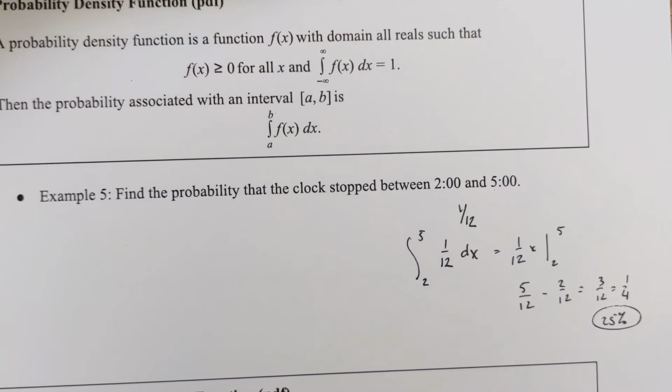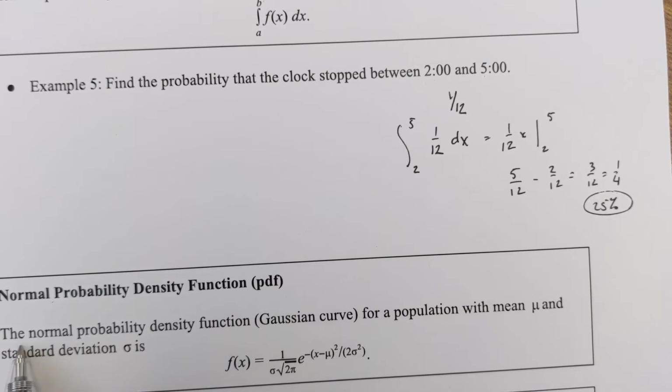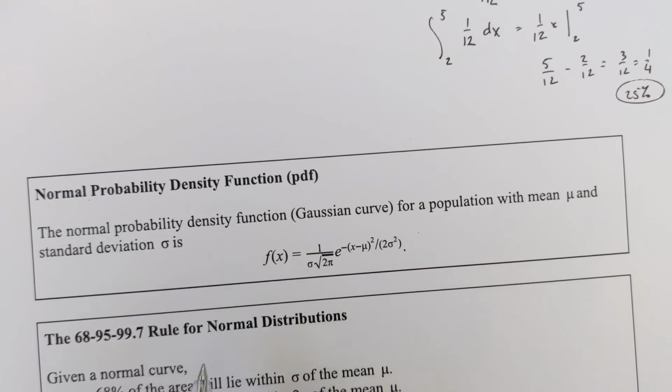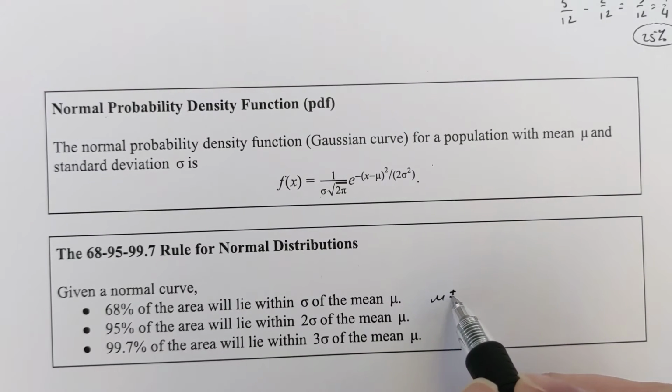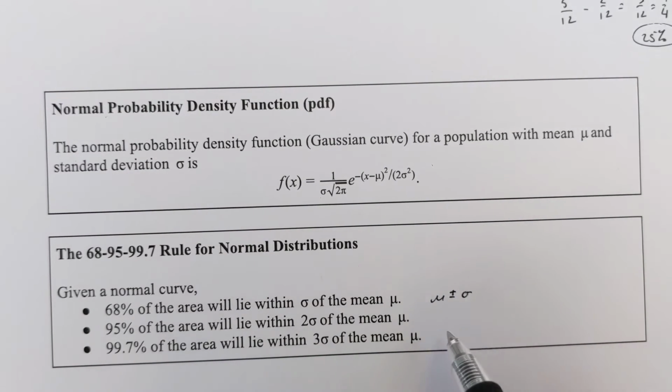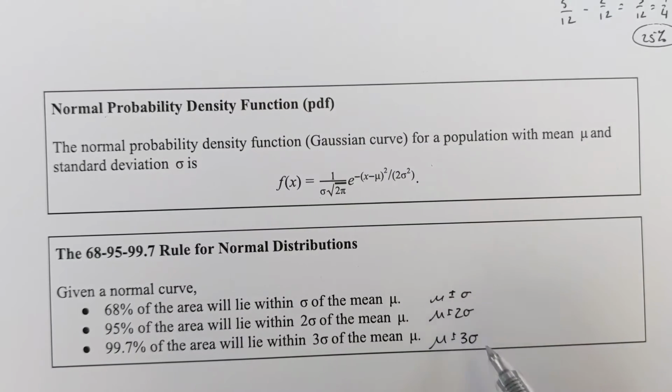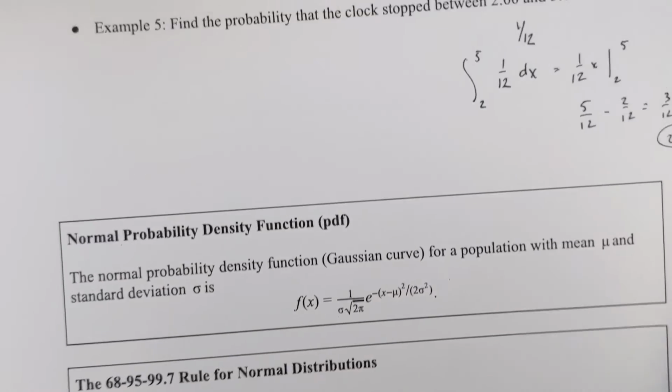All right, so the normal probability density function, the Gaussian curve, gives you this outrageous equation. Standard deviation is sigma. X is a specific value. Mu is the mean of the function. You also have this lovely rule down here. 68% of the area will lie within 1 standard deviation, so that means below and above, mu plus or minus sigma. Within 2 standard deviations you have 95%, and within 3 standard deviations, you have 99.7%.